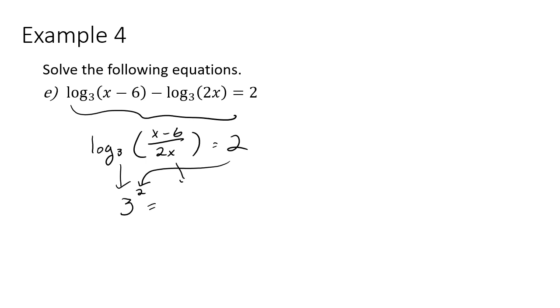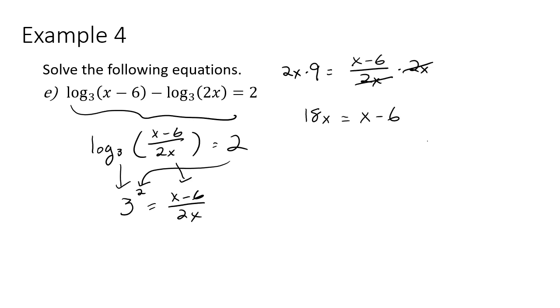3 squared would be equal to x minus 6 over 2x, 3 squared being 9, of course. We want to get rid of the fraction, so I'm going to multiply both sides of the equation by the denominator of 2x. 9 times 2x would be 18x. Subtract x from both sides and combine like terms, and then divide both sides by the coefficient of 17. So we get a possible answer of x is equal to negative 6/17, which is a negative number.